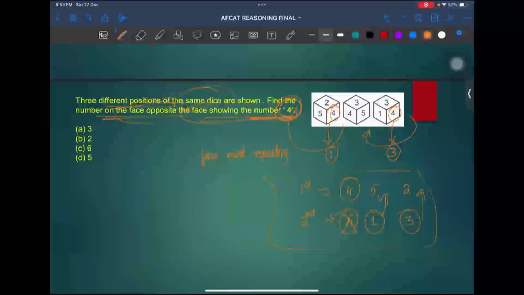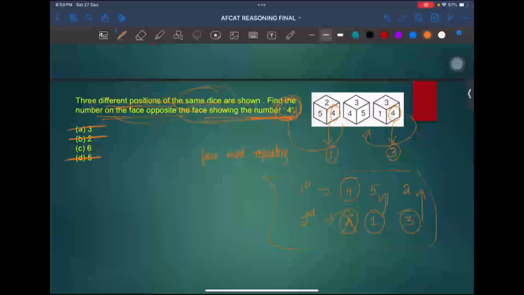For 3, what is the opposite value? 2. So 3 and 2 will get eliminated. For 1 it is always 5, so it will be eliminated. So finally it will become 6. As I told, 1 2 3 4 5 6. Already we have 3 2 1 5 4, so the remaining value will become 6.